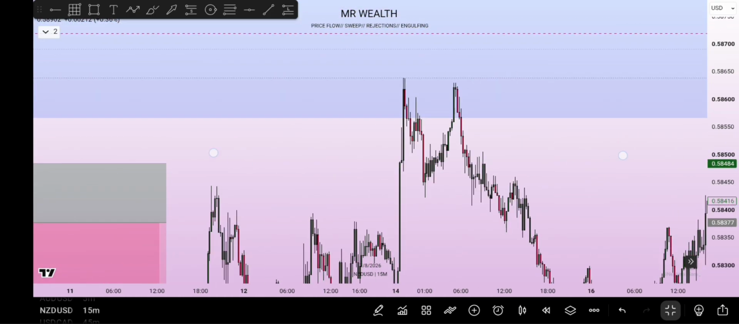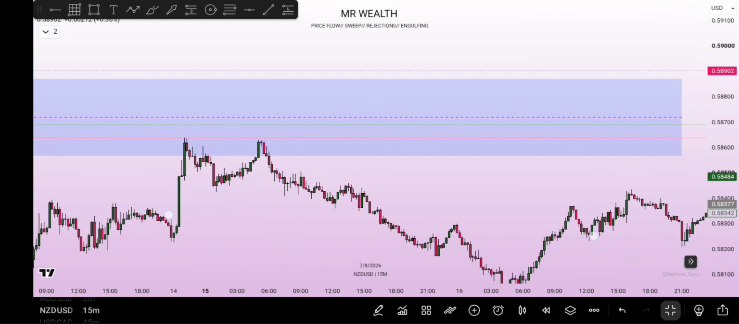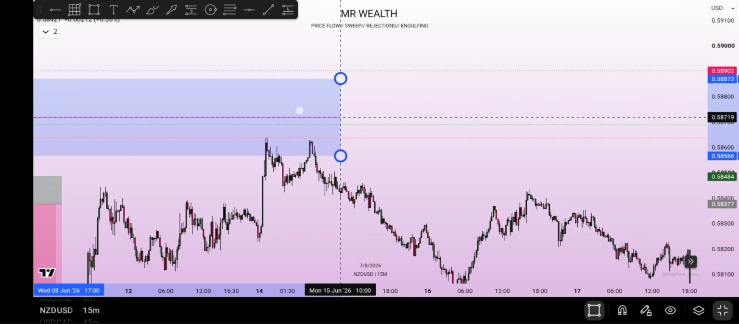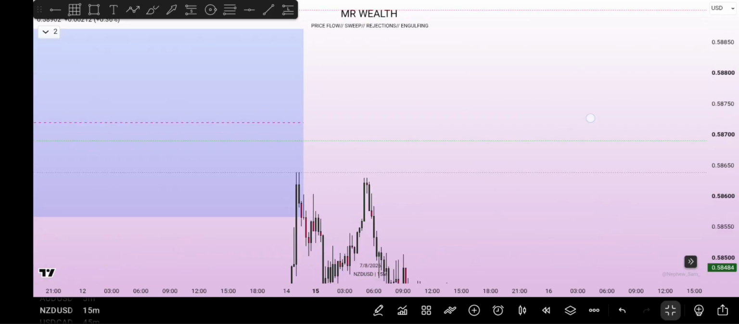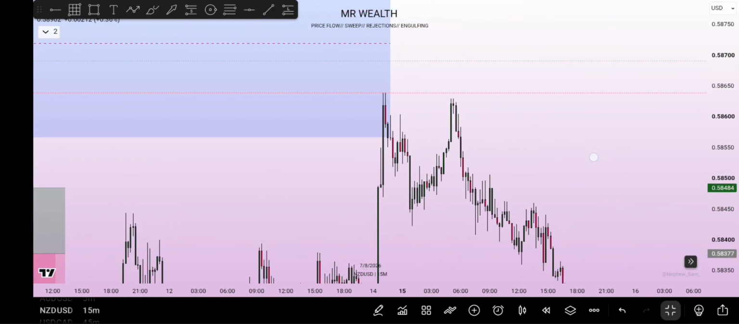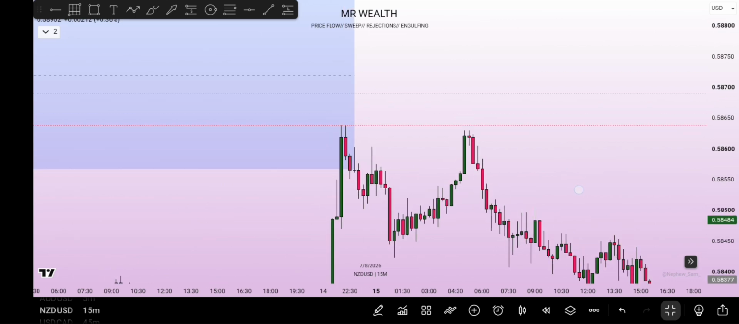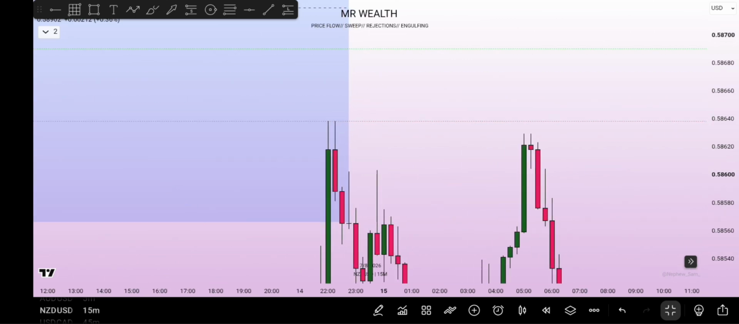Rejected, and over here when it came down to the other zone, the original demand zone, we used our first buy, because we came out of the trade early, as liquidity. It came back, swept it, and started rejecting. You can see this one, the candle did not sweep it, but it formed a liquidation candle.